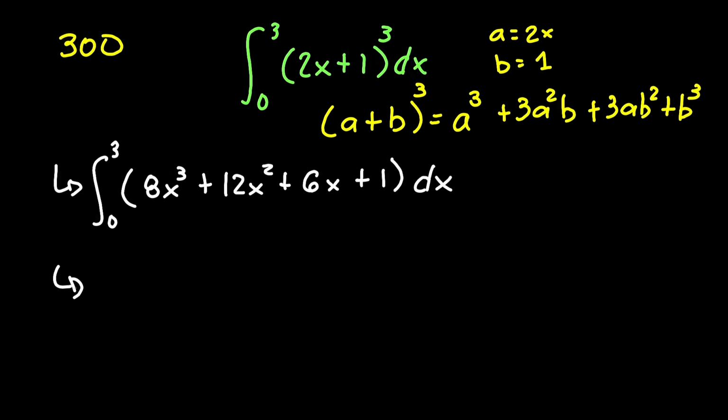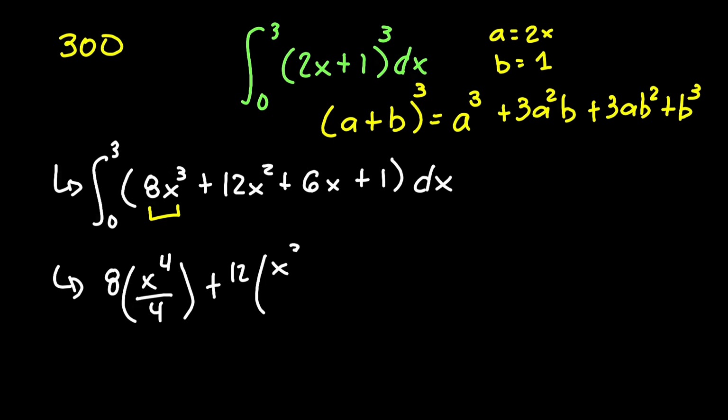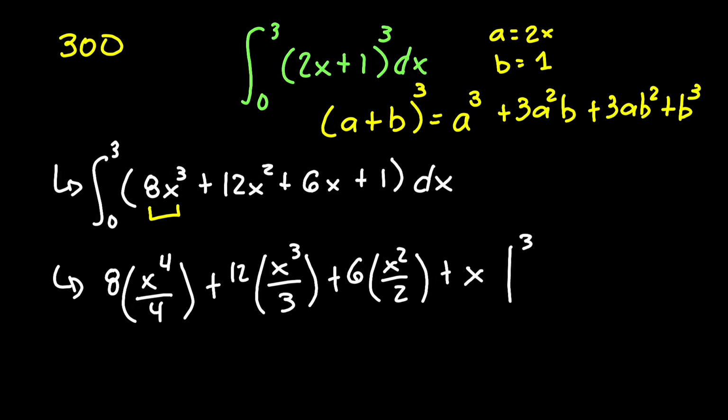And so, you can actually evaluate this integral term by term. Let us start with the integral of 8x to the power of 3, which is 8 multiplied by x to the power of 4 over 4, plus 12 multiplied by the integral of x squared, which is x to the power of 3 over 3, plus 6 multiplied by the integral of x, which is x squared over 2, plus the integral of dx, which is x, ranging from 3 to 0.